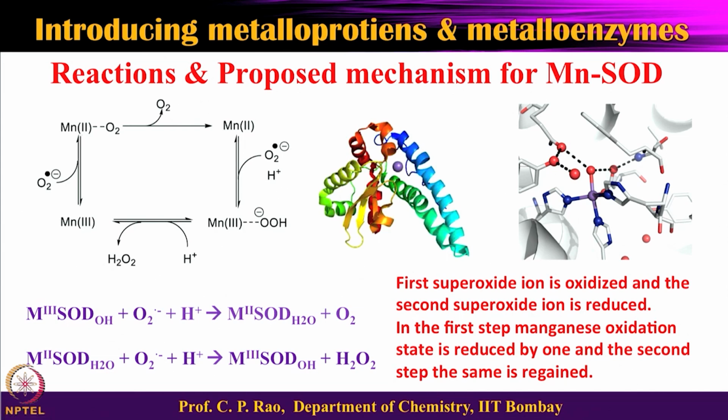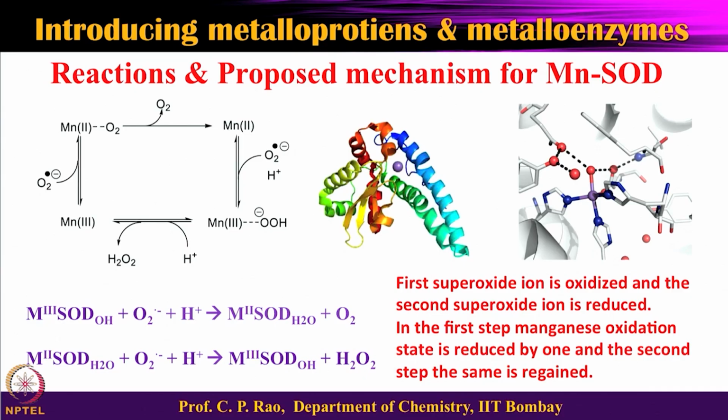So, manganese 3 plus is reduced, and O2 minus is oxidized. The oxidized O2 will not stay, it will escape away. Now you have the enzyme in the manganese 2 state, and this manganese 2 state enzyme captures 1 more mole of O2 minus, and this will react with the manganese center, get oxidized, and get self reduced.